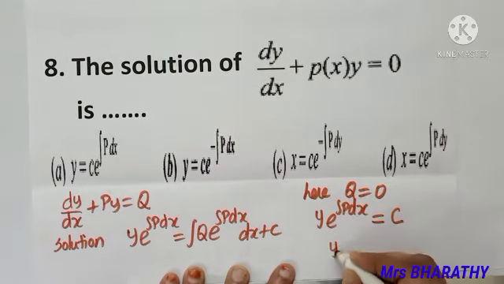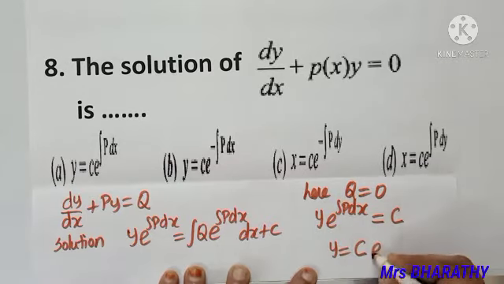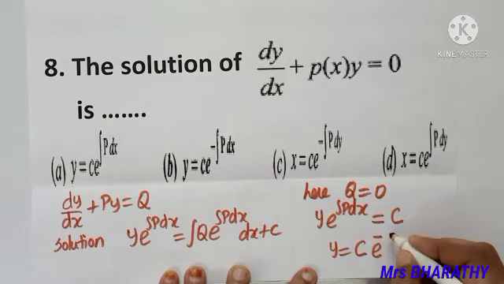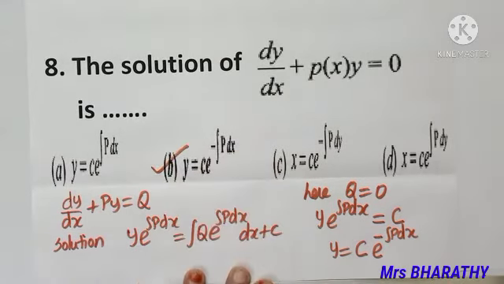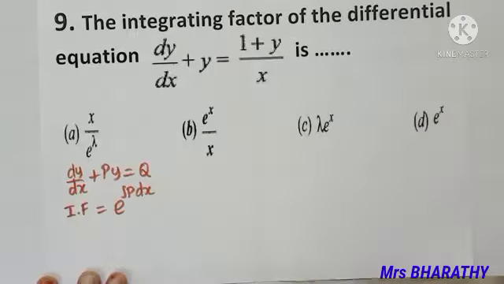Or y equals c, LHS, it is with plus. If it goes to the right, it will go as negative power. C e power minus integral p dx. Out of the 4, we have option B to be the right option.